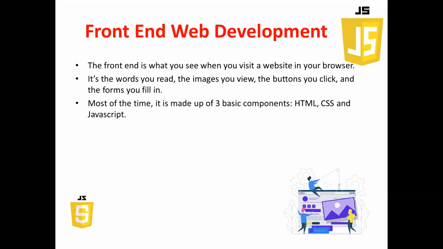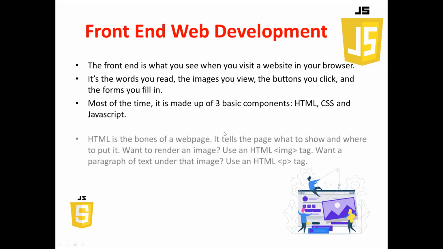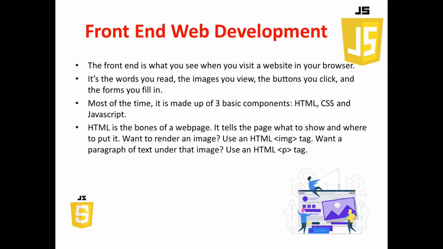Most of the time it is made up of three basic components. We already learned about HTML, basically HTML5, CSS3, and JavaScript. These three components make up front end web development. HTML is the bone of a web page. Whatever code you write by using JavaScript, you have to write by using HTML. It tells the page what to show and where to put it.